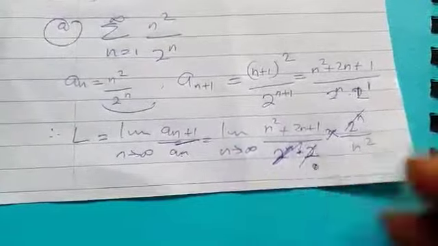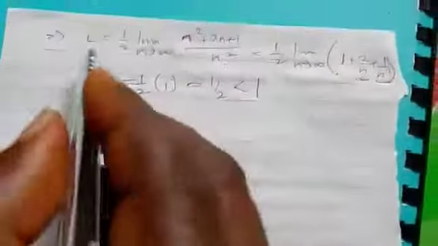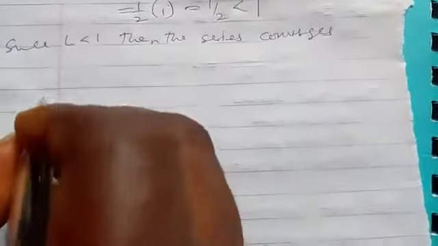I can bring this out, and then I will rearrange so that our L becomes this. So I've got the half out, and the limit as n tends to infinity, dividing both sides by n squared, is 1 plus 2 over n plus 1 over n squared. As n tends to infinity, this one will become 0, and this one will become 0. So what we have left will be half times 1, which is half. You see that half is less than 1, and we have said that if L is less than 1, the series converges.